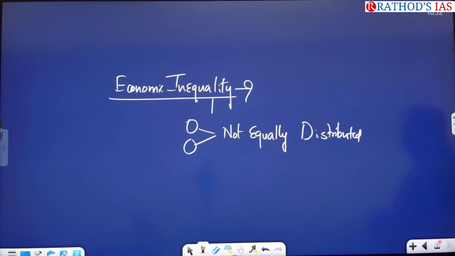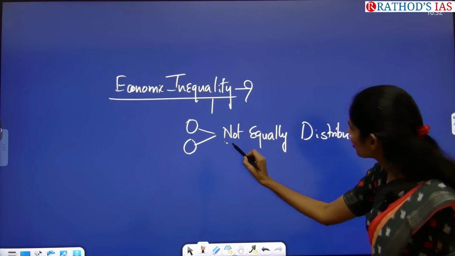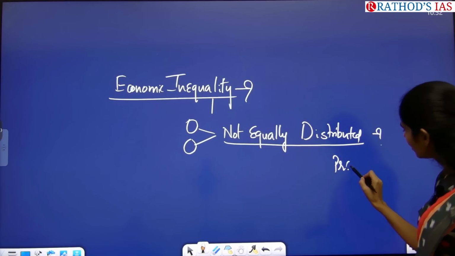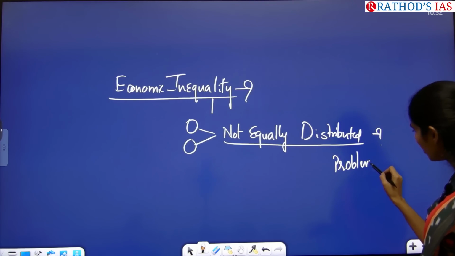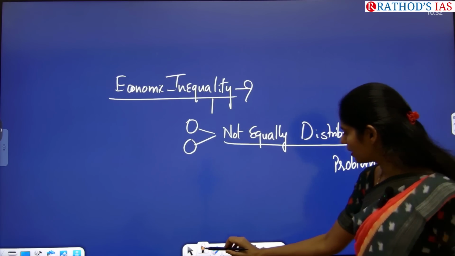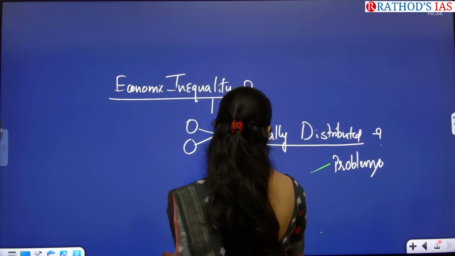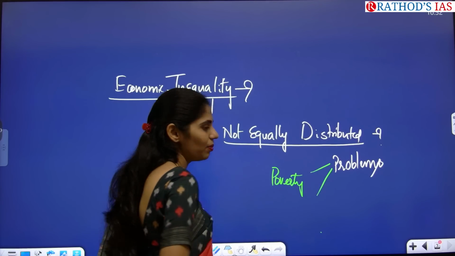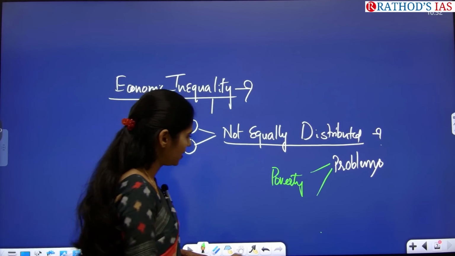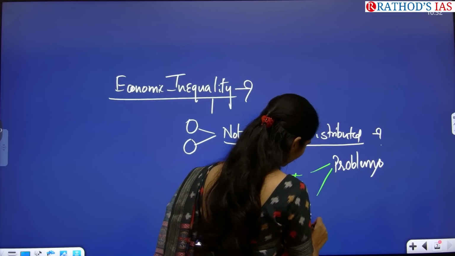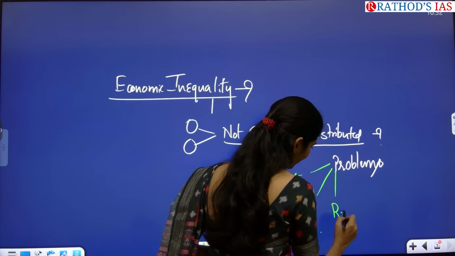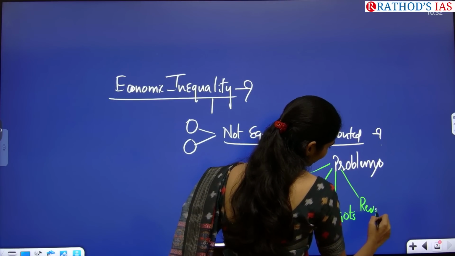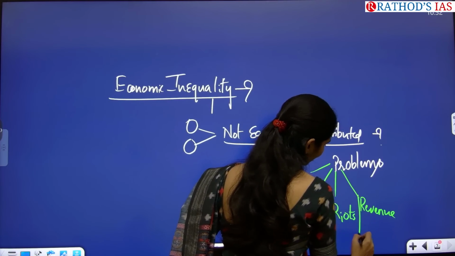So what happens if these resources are not equally distributed? What will be the problems? Yes, poverty. Next. Poverty increases. Yes, employment issues. There will be communal riots. Revenue to government increase or decrease? Okay, decreasing of revenue to government.